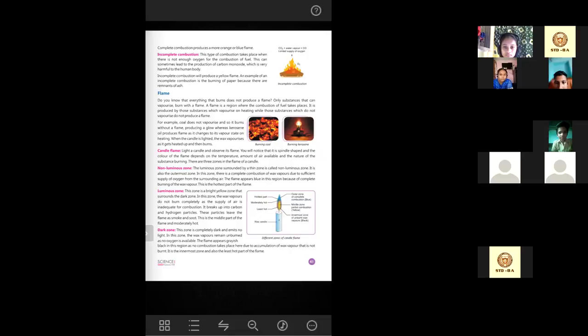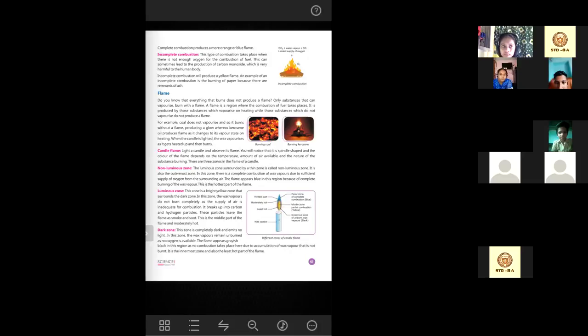But if you look very closely, from a very close distance, you will see that the center part doesn't have any brightness. Now, the wax vapors remain unburned in this part as no oxygen is available here.